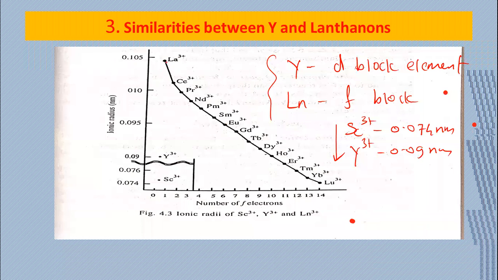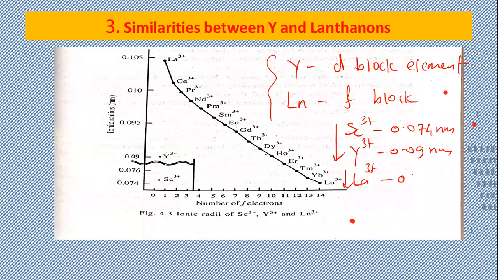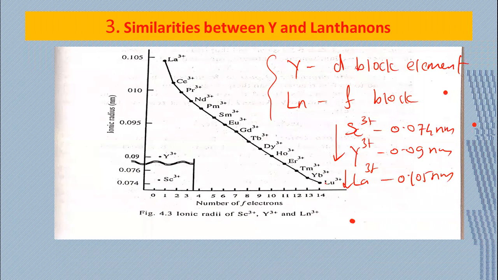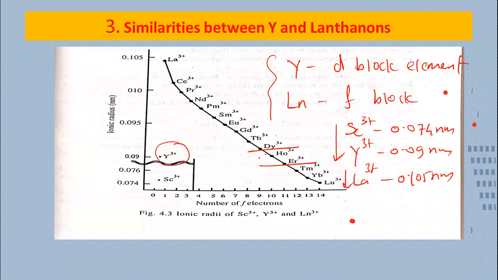Then the last element, lanthanum tripositive, has an ionic radius of around 0.105 nanometer. But from lanthanum to lutetium, the ionic radius decreases. Now let us see the lanthanon ions, dysprosium and holmium. They have a similar ionic radius to yttrium. The ionic radii of dysprosium, holmium and erbium are the same as that of yttrium.